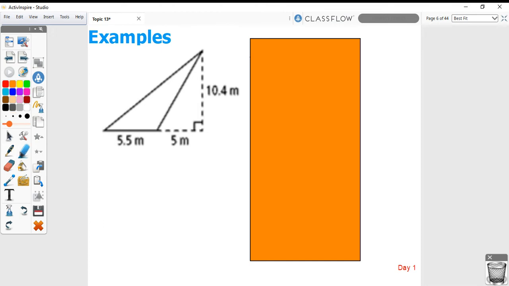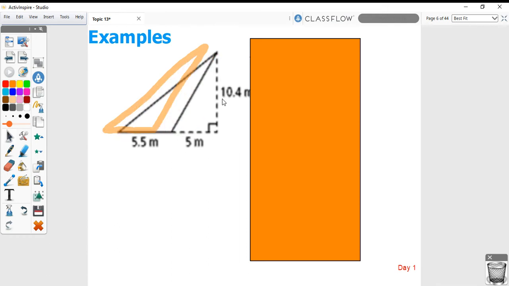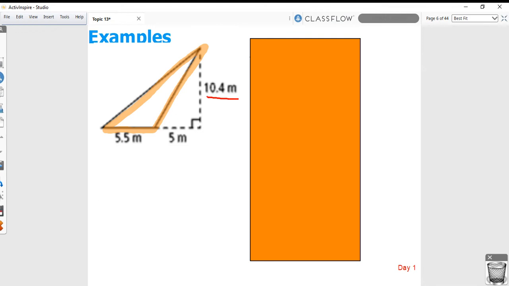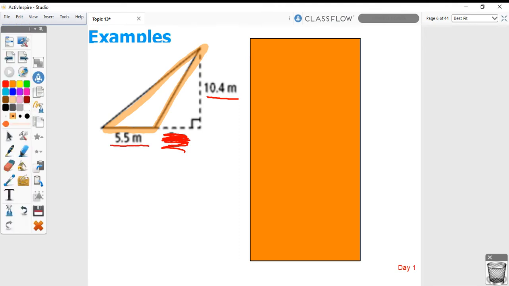What I'm going to do is highlight the thing that we're actually dealing with in this problem. We are worried about finding the area of that triangle that I just highlighted. This extra stuff outside on the dotted lines sometimes has good information. For example, we can already tell from this that our height is going to be 10.4. However, our base does not have anything to do with this number right here. That is not going to be our base. That is extra information. Our base is 5.5.